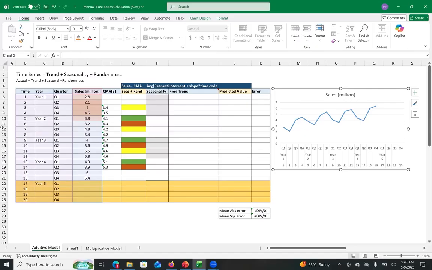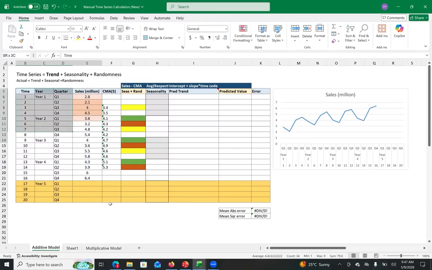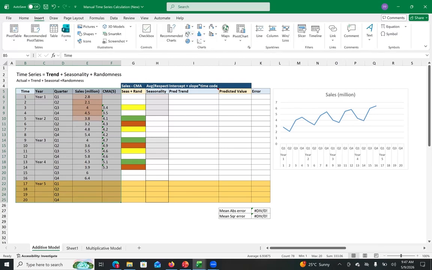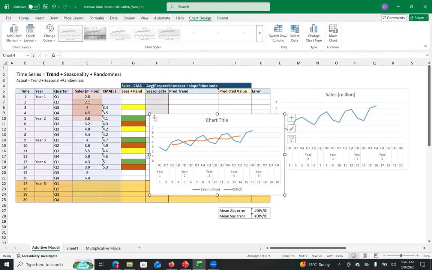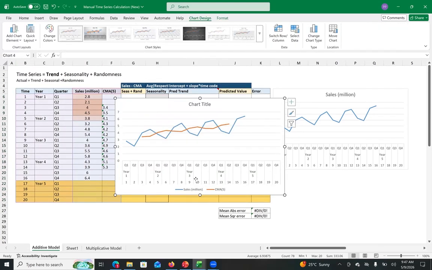It's not letting me expand it, but let's see if this is how we can plot it. Yeah, right. So this is our sales, and this orange line is nothing but our trend component, right? Which makes sense more or less.